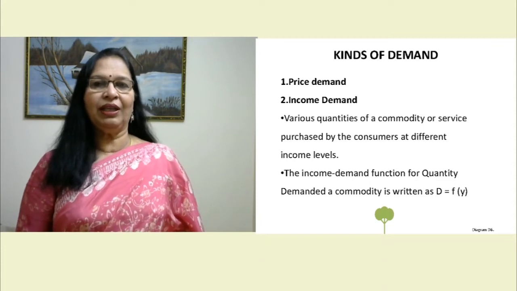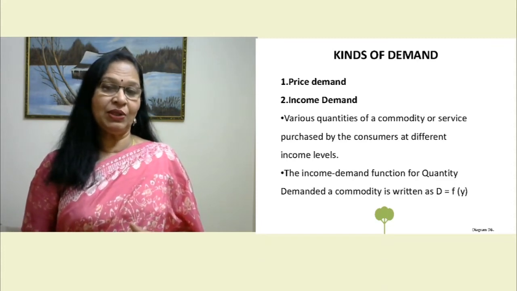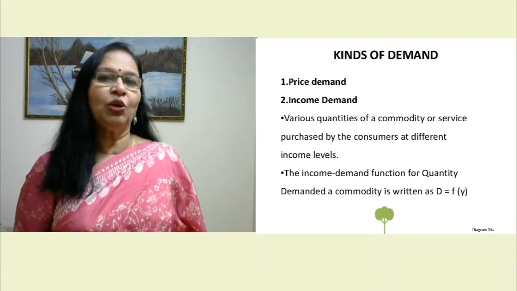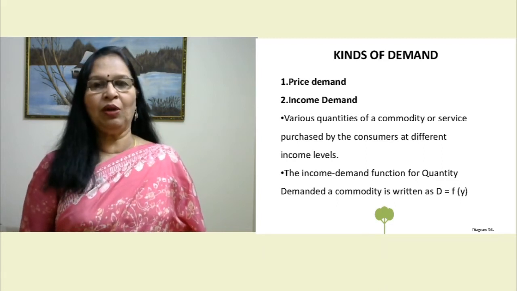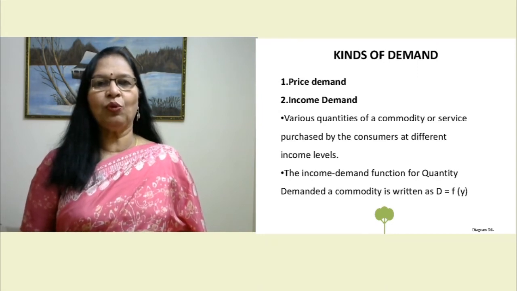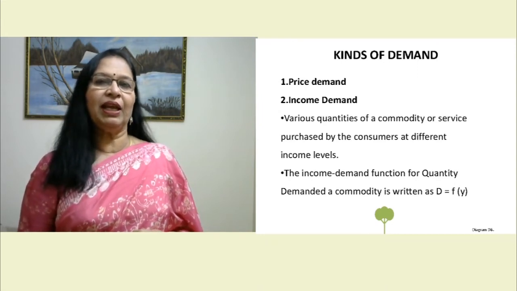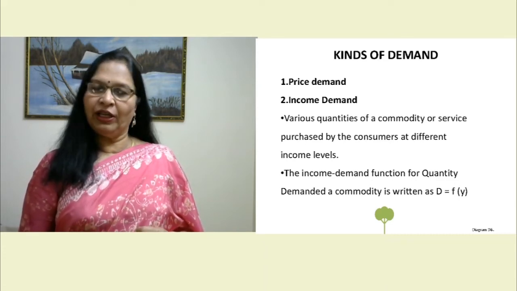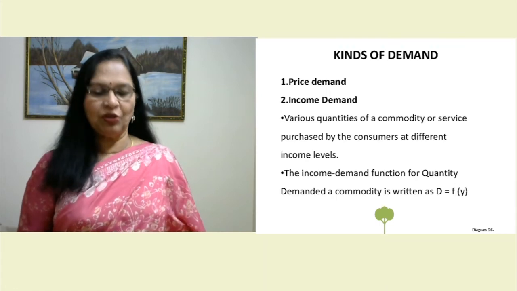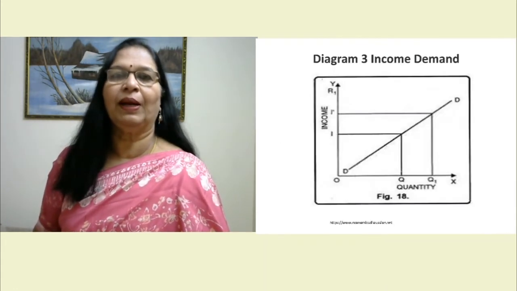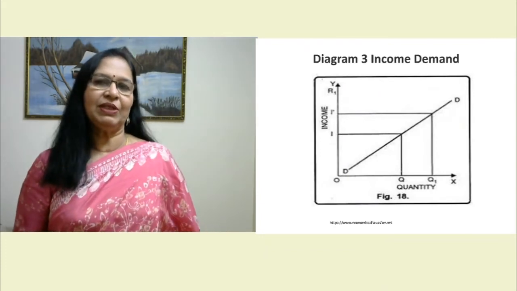So now here the income is not held constant. We are now saying that when the income of the consumer changes, then the quantity purchased by the consumer will also undergo a change. So the increase in the quantity demanded in this particular case is a function of an increase or decrease in income, and not because of price. It's written as D as a function of income. This is the diagram, which is very simple.